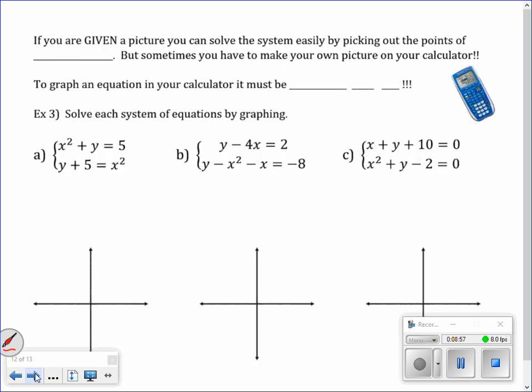All right, so here's what your lesson is today: if you're given a picture, you can solve the system easily by picking out the points of intersection.